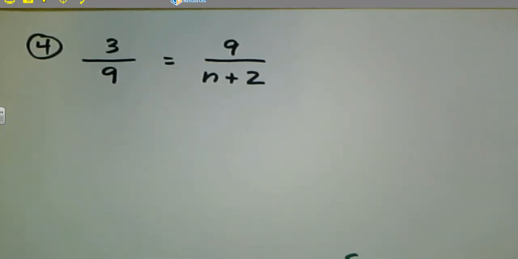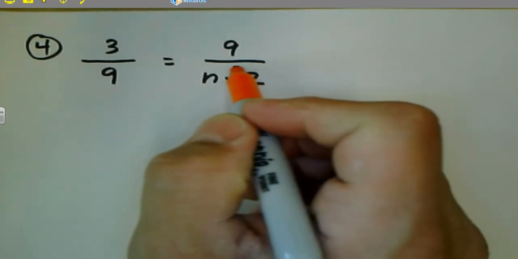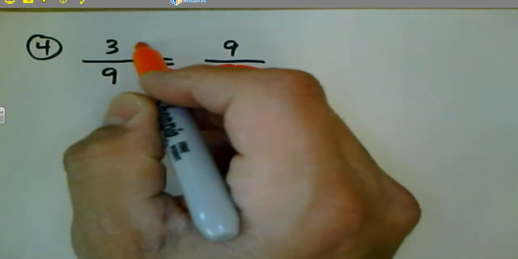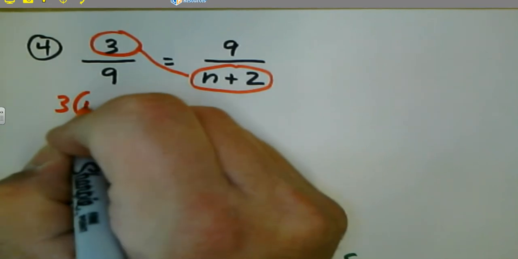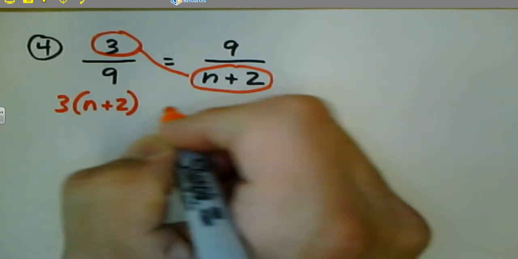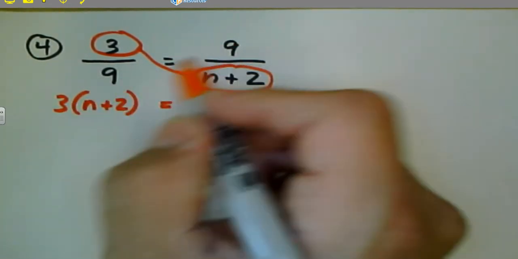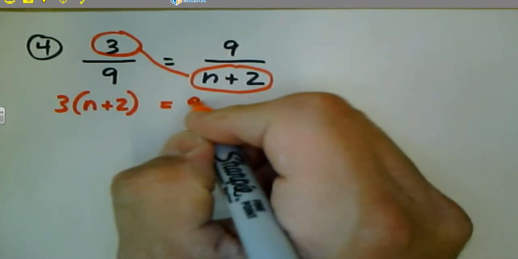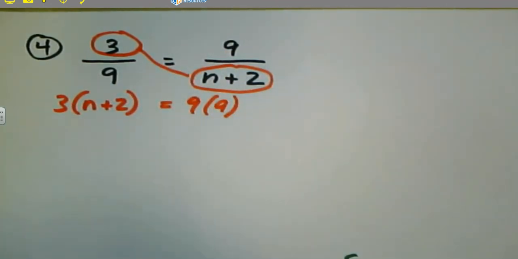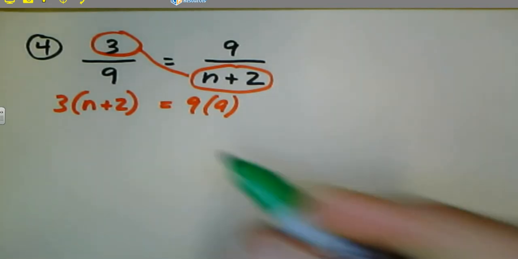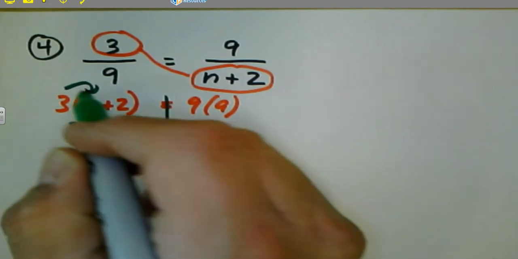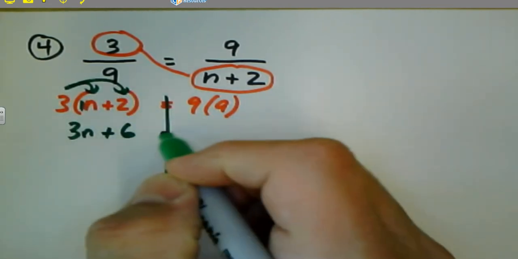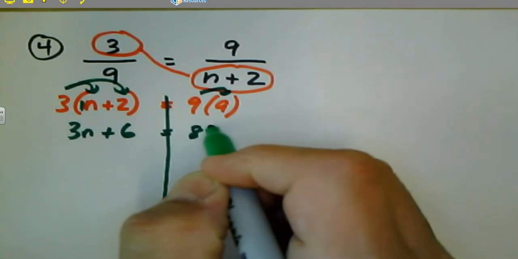All right, number 4. Once again, I'm going to find my variable. There it is. I'm going to go across and move up. Since I'm down, I move up. I'm going to put the 3 first. It just looks prettier. And then go the other direction, which you can clearly see the 9 and the 9, so 9 times 9. We are going to distribute. That's 3n. 3 times 2 is 6. 9 times 9, 81.